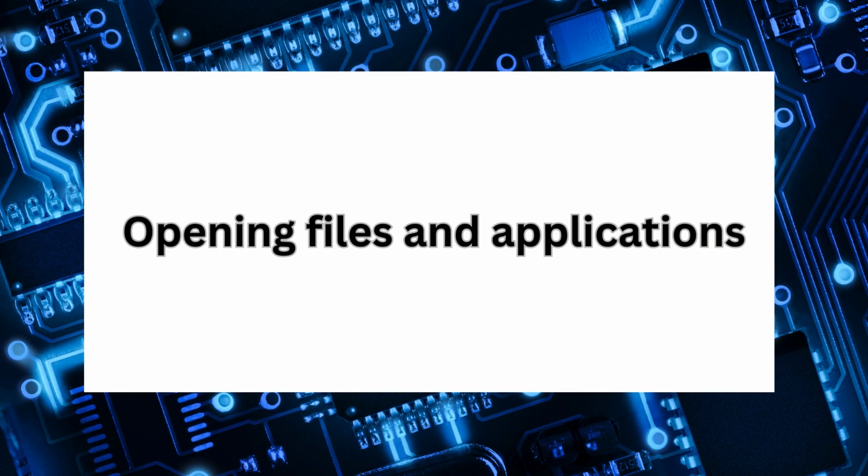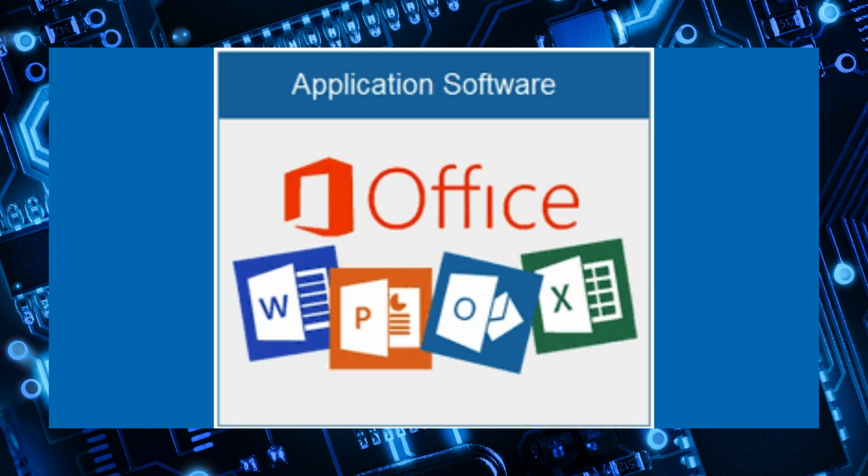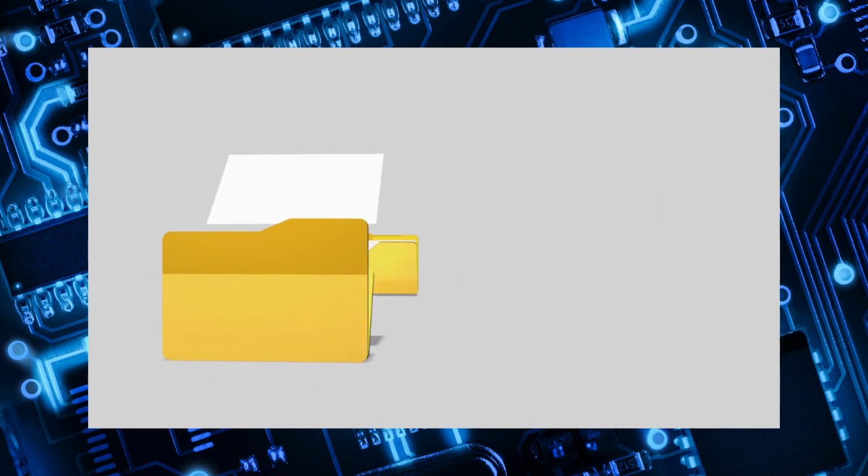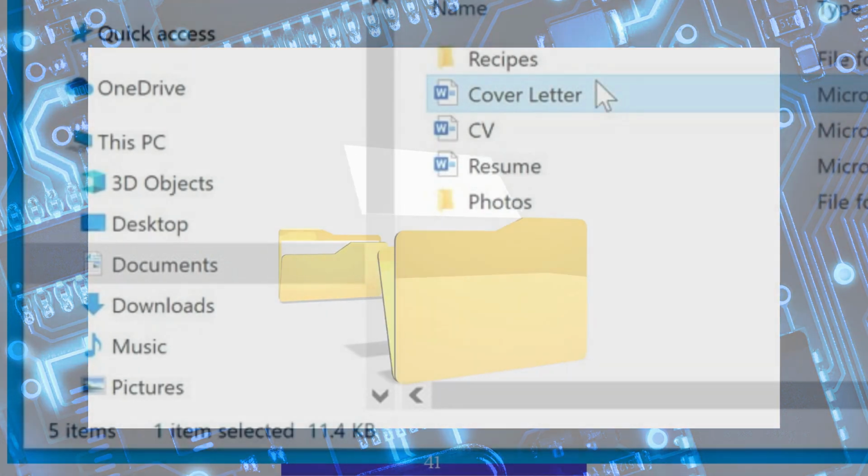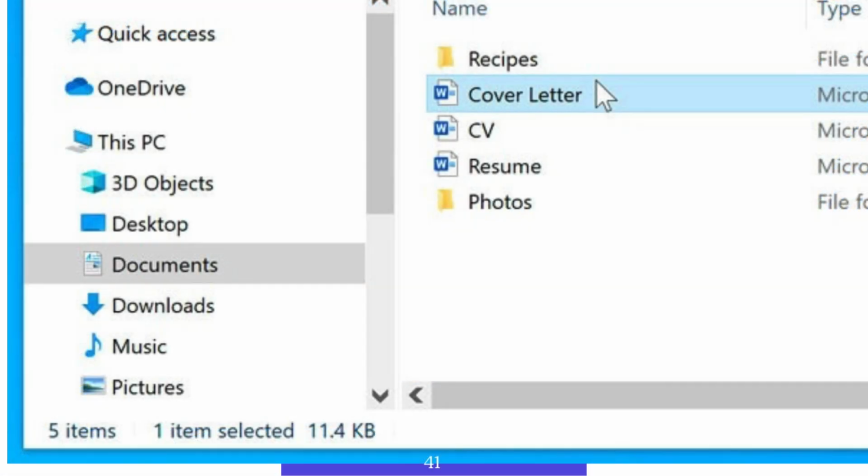Opening files and applications. Each application on your computer has a group of file types or formats it is able to open. When you double-click a file, your computer will automatically use the correct application to open it. In the example, we are opening a Microsoft Word document, a cover letter, which will open in Microsoft Word.